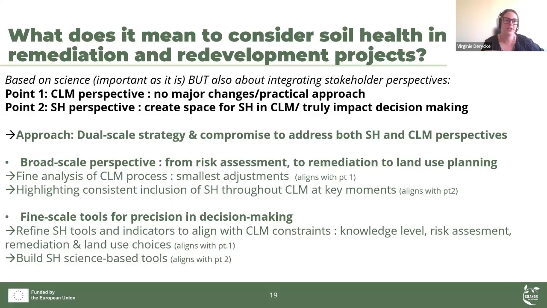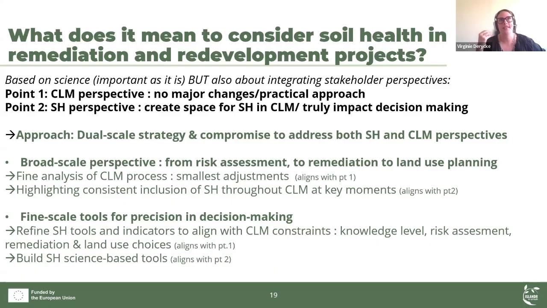And now we had to look at the soil health perspective, which was: you have a way to look at soil which is only risk orientated, and I can bring you some other perspective on soil. So this was like building a compromise, and this compromise was built on navigating between those two expertise.